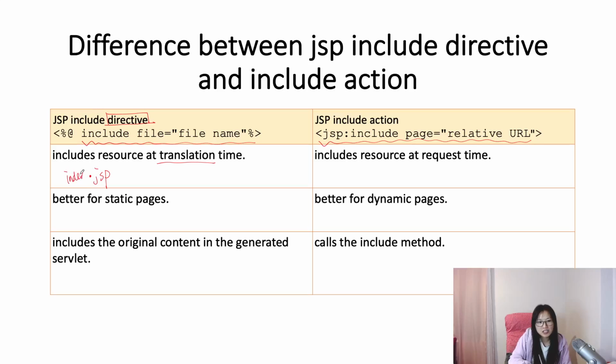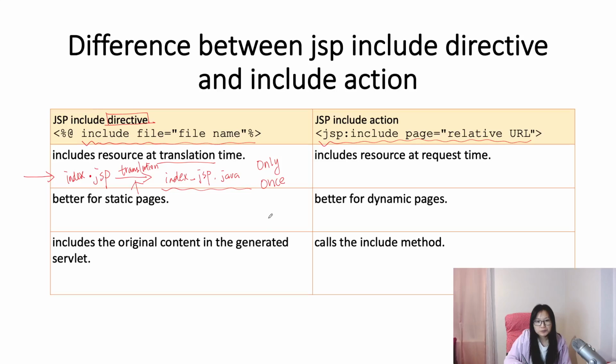Suppose I have index.jsp. When the first client makes a request to the JSP, the JSP will be translated into index_jsp.java. And this Java is actually a servlet. And this is called translation. So for the JSP include directive, the include happens at translation time. Which means the translation only happens once in the entire life of this JSP file.